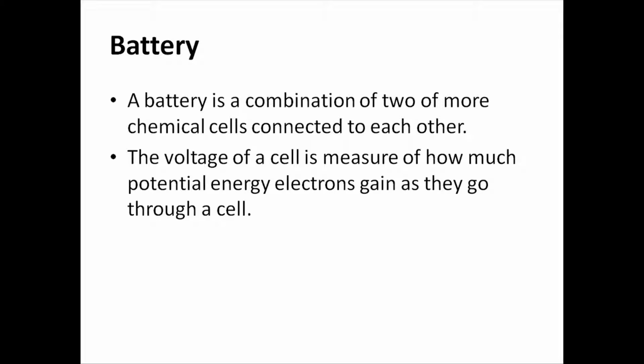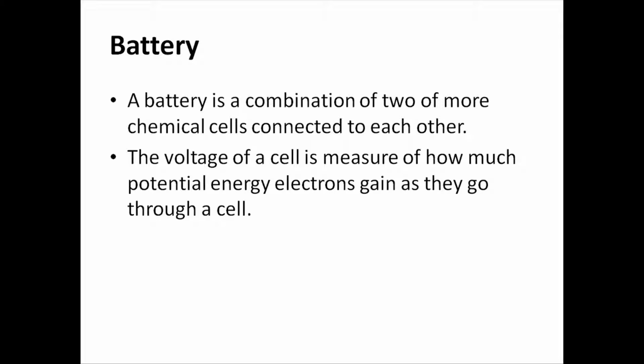A battery is actually defined as a combination of two or more chemical cells connected to each other. For example, if we take the positive end of one cell to the negative end of another cell, it's formed a battery of two cells in series.